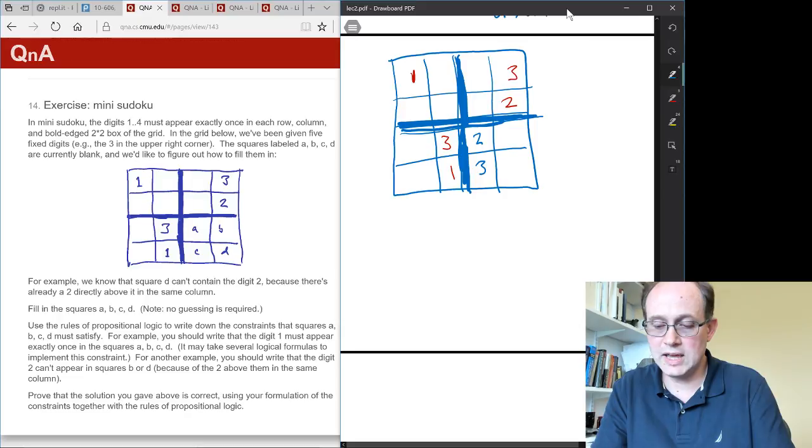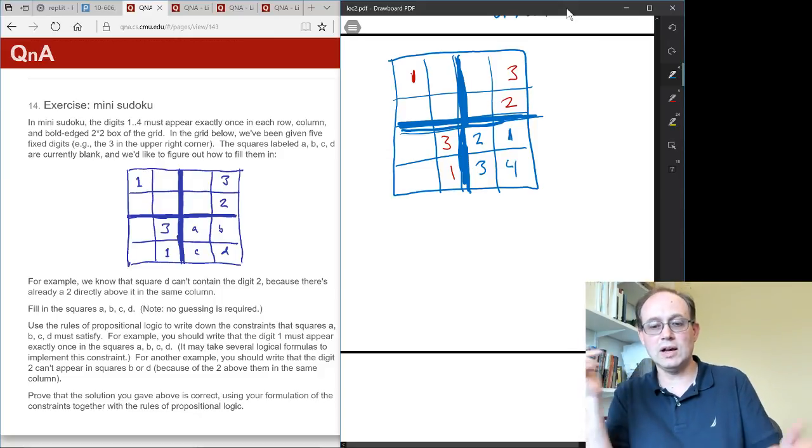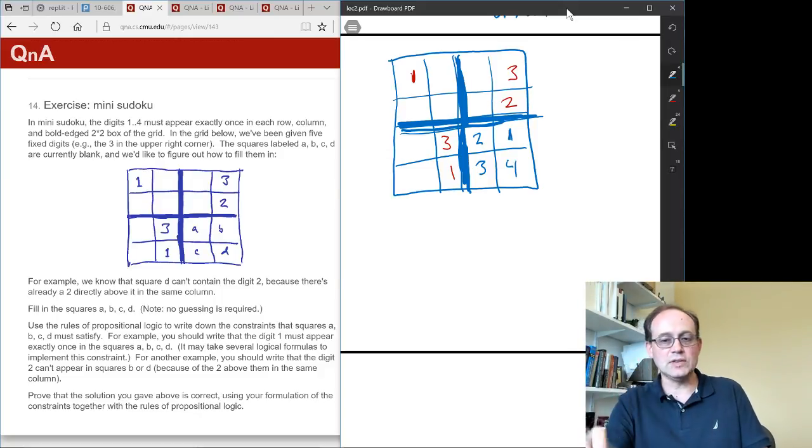Then the 1 can't be here, so it has to be here. And then there's only one remaining digit, 4, so it has to be there, right? So that's how you would solve the mini Sudoku.